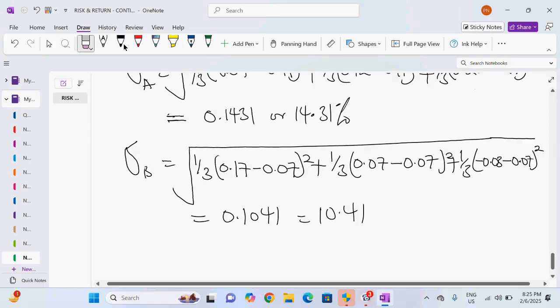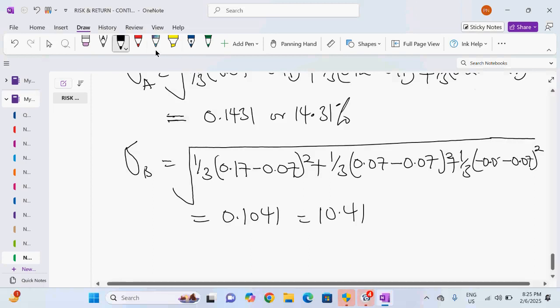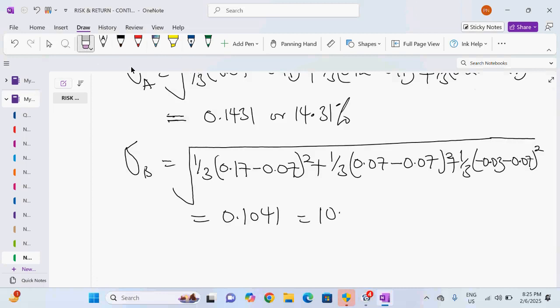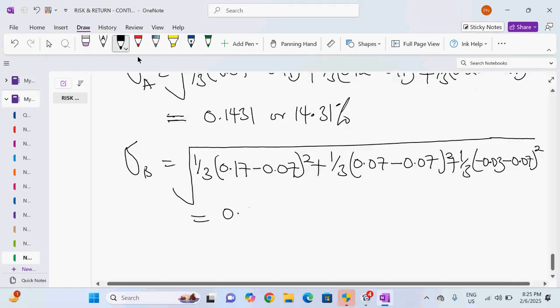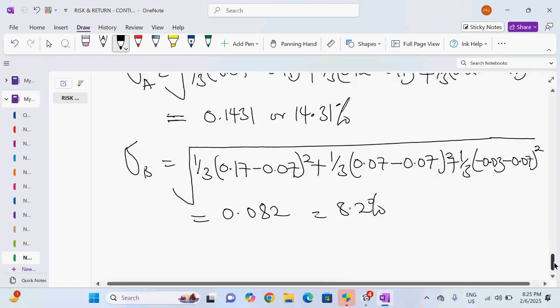So the answer is 0.0816. Exactly. That is what I'm having. I gave you wrong. I wrote 3. It is you that didn't see. Okay, so that's 0.082, and that is 8.2%.